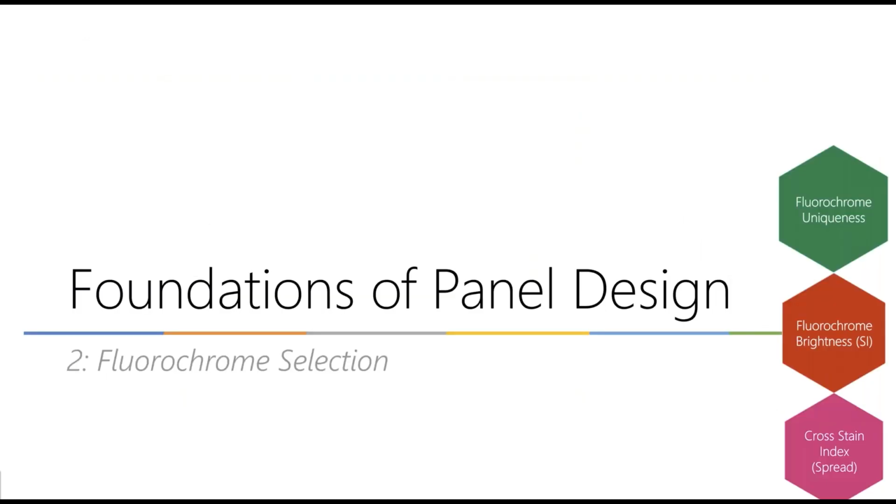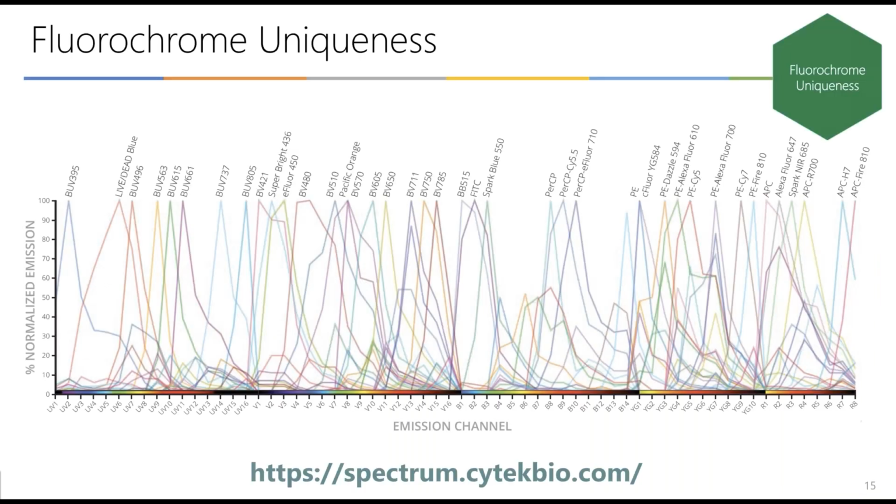When we're considering the best fluorochrome to assign to each antigen, we need to take into account three factors: fluorochrome uniqueness, fluorochrome brightness, and cross-stain index, which is a measure of the spread contribution of one fluorochrome into other fluorochromes. So we have lots of tools here to help you with this stage of panel design. Let me walk you through them. Starting with fluorochrome uniqueness, I never design a panel without consulting our Cytek Spectrum Viewer.